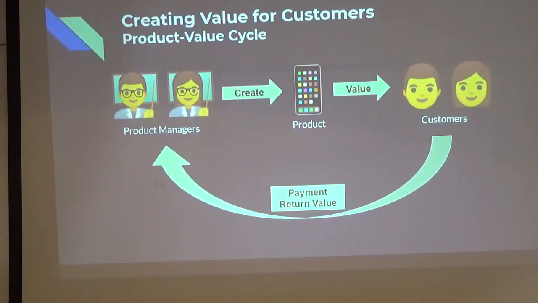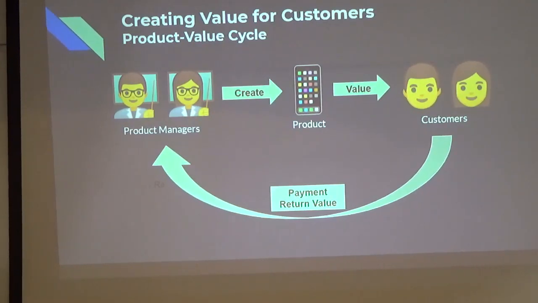Then consumers, customers, users, use that product and unlock the value. They receive the value that the product managers put into the product. And then in compensation for that, they pay for the product. And some amount of that payment, so some amount of the value they've received from the product, goes back to the product management organization, company, whatever, in the form of a payment.